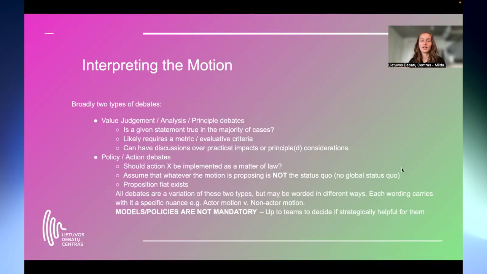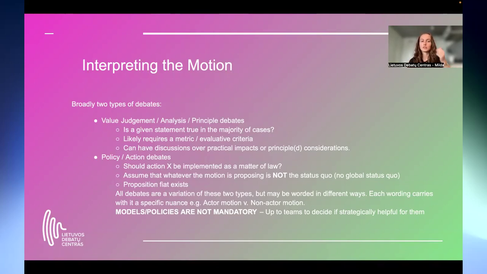There's also two types of debates that usually happen. So the first type is value judgment principle debates. So here, a lot of the times we might debate about specific rights, human rights, group rights. So in these debates, we're thinking about whether a given statement is true in the majority of cases, whether it's good or bad. Likely, you will need some sort of metric or evaluative criteria to prove that something is good, bad, or true. And of course, this kind of debate can have discussions over the practical impacts, not only the principled considerations.